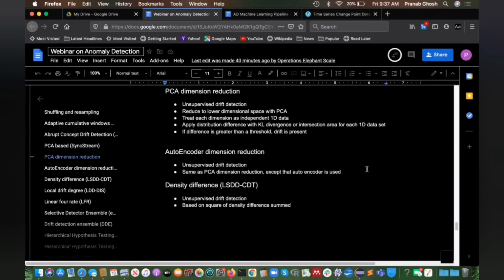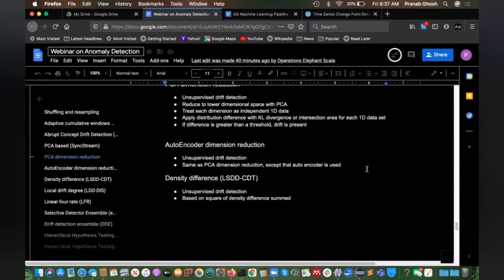This is autoencoder dimension reduction. It's same, except that you use autoencoder instead of PCA. And the advantage of the autoencoder is it's nonlinear, so it's more powerful. So it's kind of like nonlinear PCA. Otherwise, the technique is same.